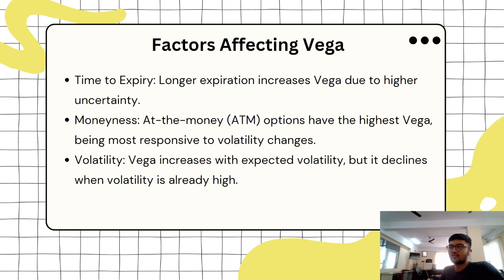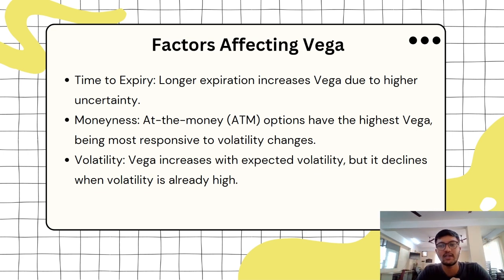My expectation may be that the market is going to go down, but the Vega will increase because there's more uncertainty about what will happen in the larger time frame.